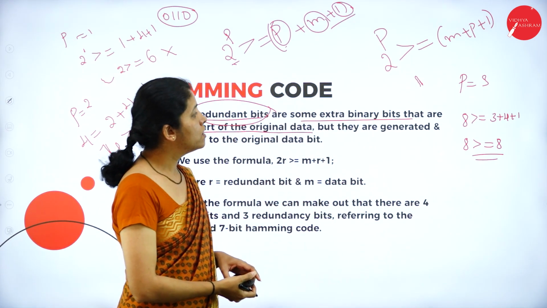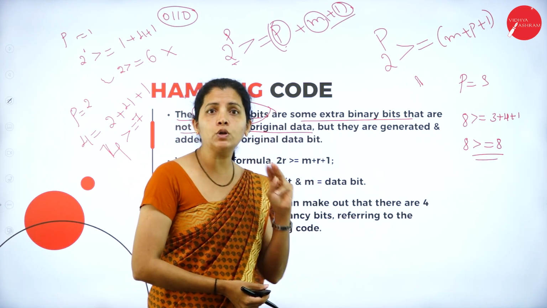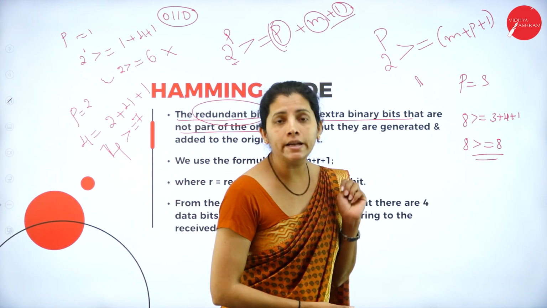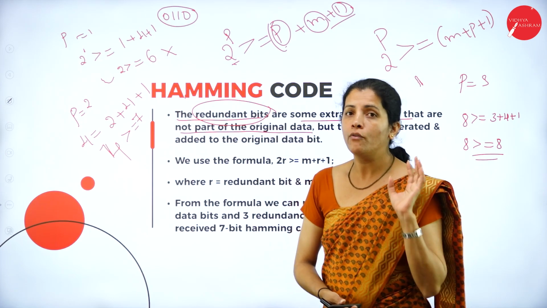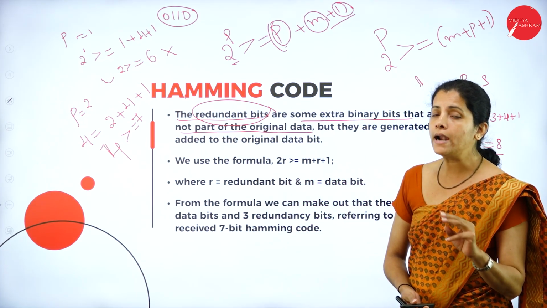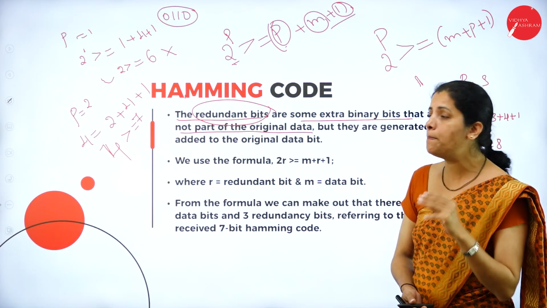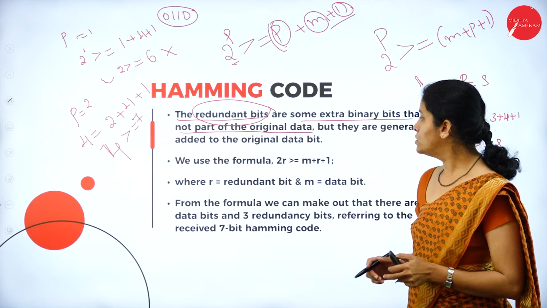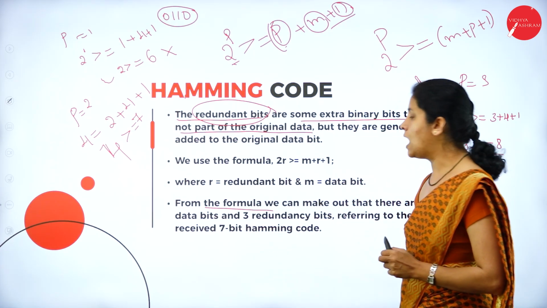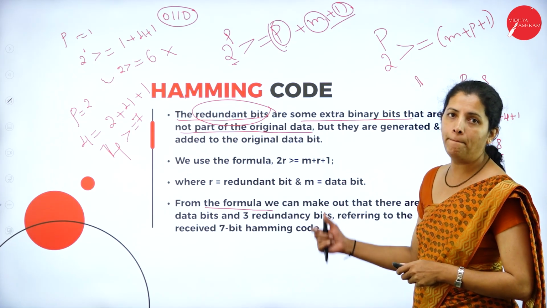In the sense that for 4 bits of data, I can add 3 parity bits. I repeat, for 4 bits of data, I can append 3 parity bits. So, from the formula, we can calculate the parity bits.